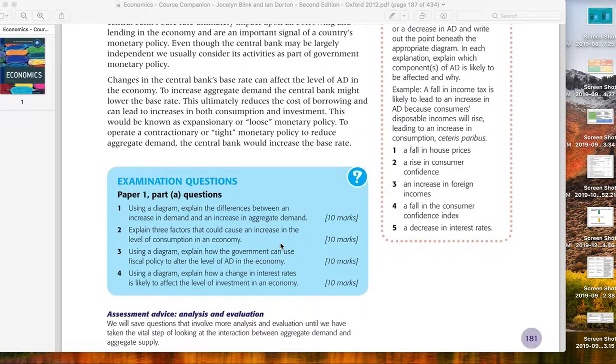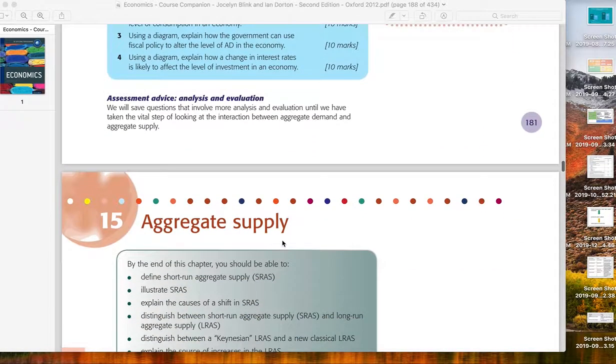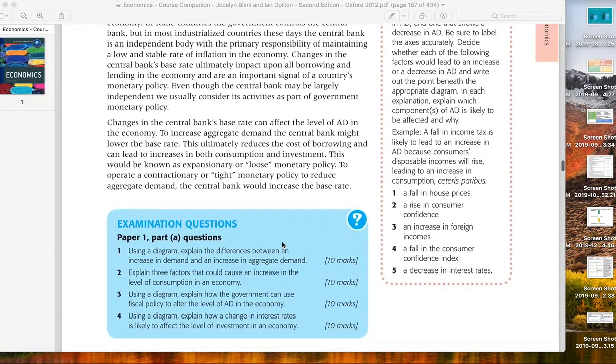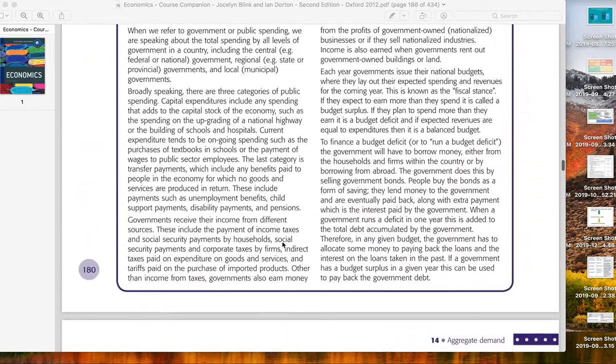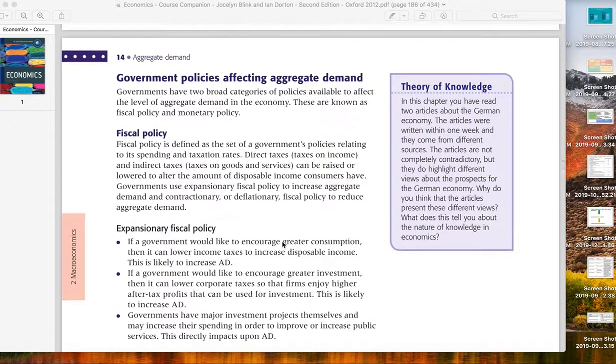Contractionary or tight monetary policy looks to decrease demand, because maybe inflation is starting to occur and you want to cool things off a bit. So in that case, you'd increase the base rate, making interest rates higher. Does that make sense? That's really a 35-minute topic.